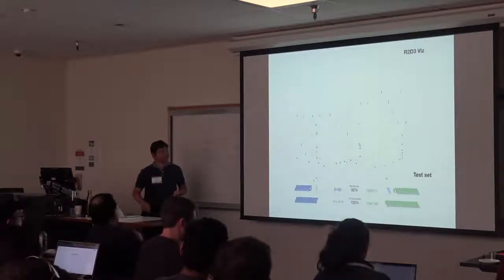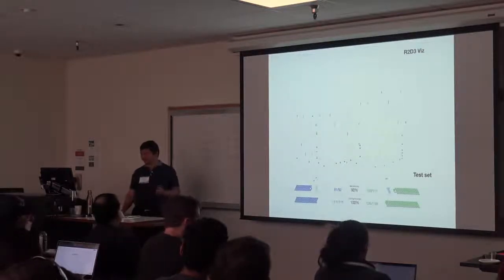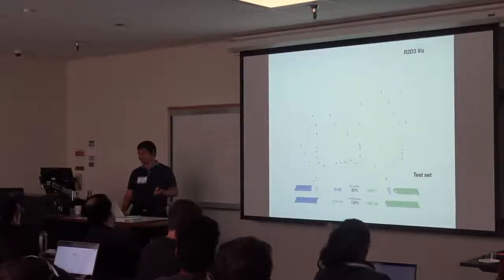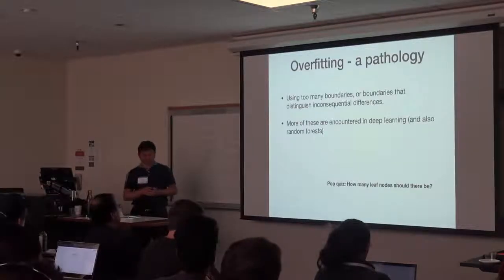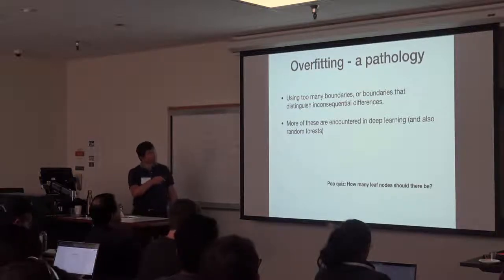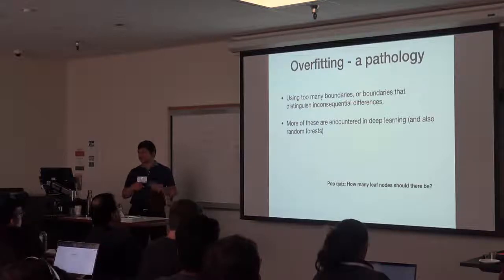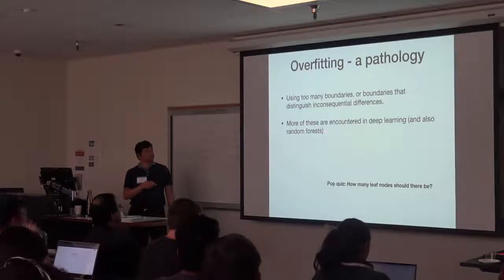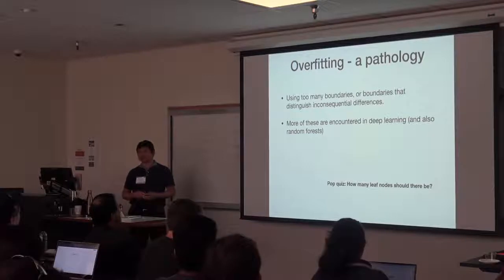So that's something that you have to be really wary of. And that is where the overfitting comes in. It becomes a pathology. What you need to do is that perhaps you're using too many boundaries, or boundaries that distinguish inconsequential differences. So when you design things, you keep those in mind, and there are mathematical techniques to get you around those. More of these are encountered in deep learning and in random forest, which we'll be briefly seeing now, not the deep learning but the random forest.